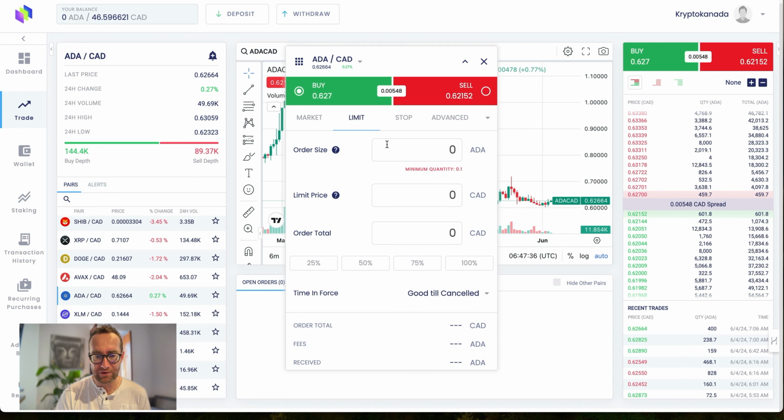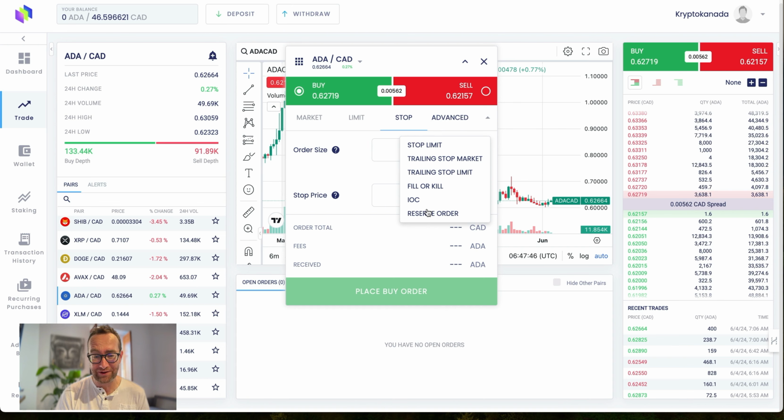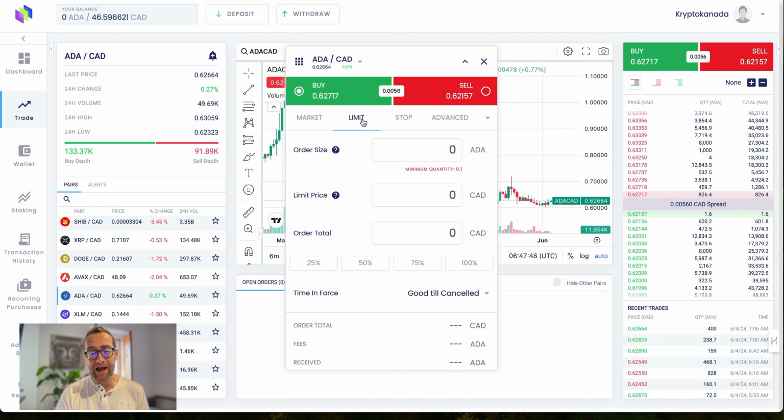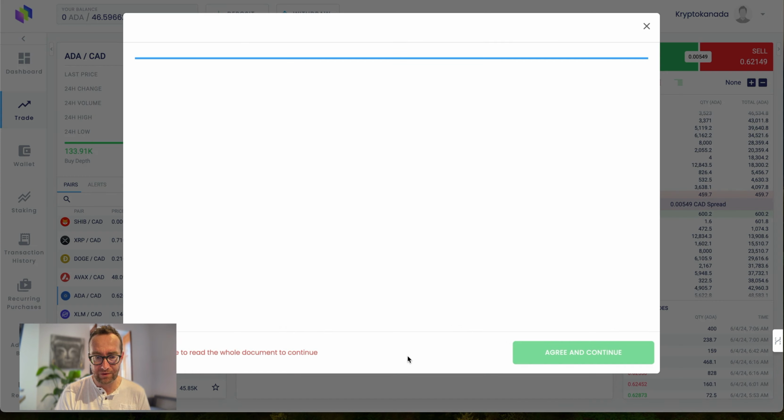So they also have limit orders, stop orders, and more advanced, just whatever you want here, trailing stop market, fill or kill, reserve order. I like to do limit orders. So basically how this would work is if I wanted to purchase 30 Cardanos, I could put a limit price. So I only want to buy at 0.617, let's say, right? So if the price dropped down, then I'd say, yes, I want to buy. And then I could place this buy order, and it will place that order for me.